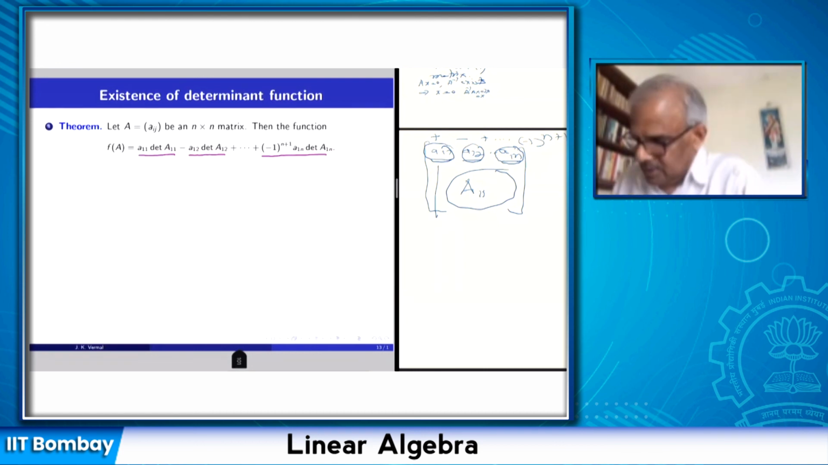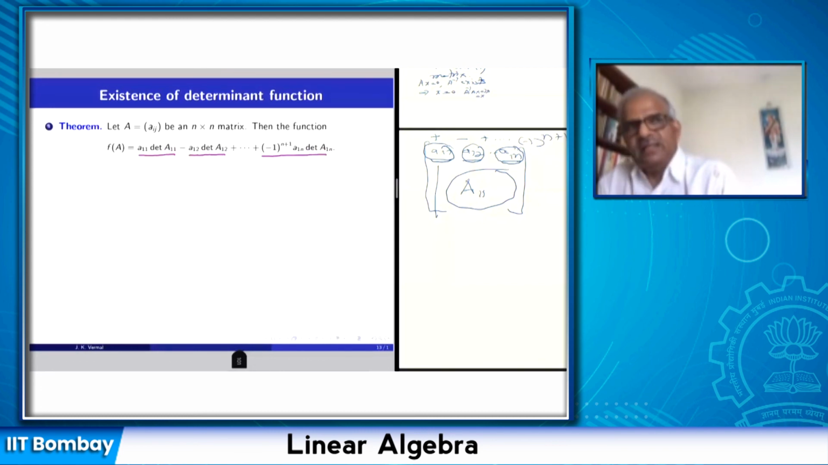So I'm defining a function in terms of determinants of smaller matrices of order n-1 by n-1. I want to show that this is a determinant function. This is called the expansion by the first row. You can take the second row or third row or anything. And we can also take expansion by columns or rows and write down a formula which simply looks like this. But to prove that it is the determinant, what is our approach?